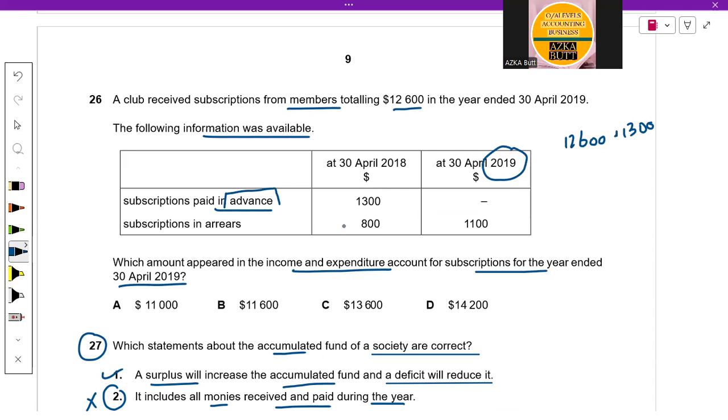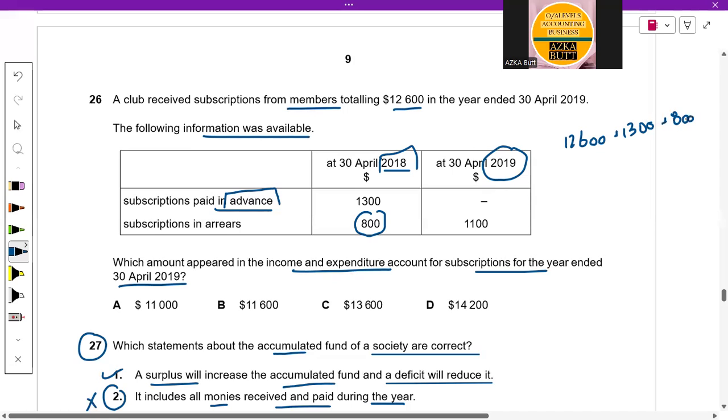Okay. So $800 was due in 2018, but that was due in 2018 and it's being used in 2019, so that's why we have to add this here. And $1,100 is the arrear at the end of the year, so we cannot include this 1,100 in this year's income statement because it is not related to this year. So that's why we have to deduct 1,100 from here. So we have the total answer, which is 13,600.